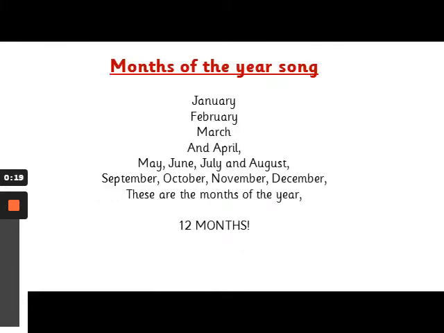So the first thing we're looking at today is the Months of the Year song. We know the song really well because we sing it all the time in school. So you can join in with me as I'm singing along first, and then you can pause the video and you can sing the song to yourselves and to whoever's in the house with you.